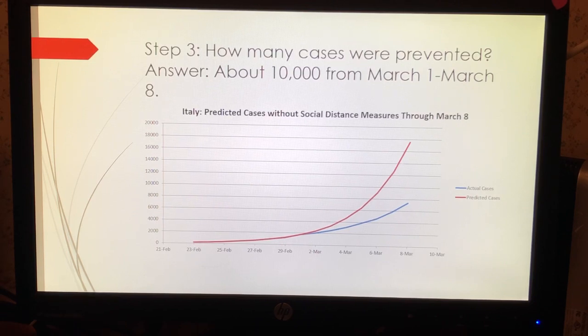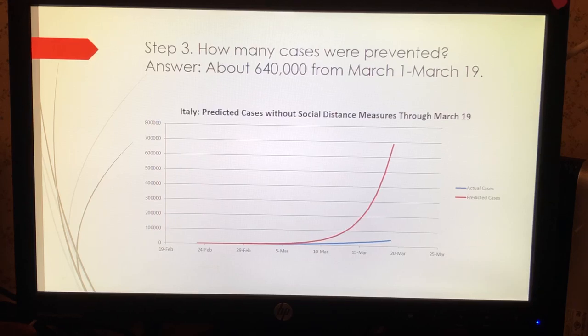If we take this out even further into the future, to present day, again, this red line is what we would have expected to happen in Italy, given their trajectory in the last week of February. But the actual result in Italy is much, much better. So the difference between what they have experienced and what they would have experienced without social distancing is about 640,000 cases, which is obviously a huge number of cases that were likely prevented in Italy by these social distancing measures.